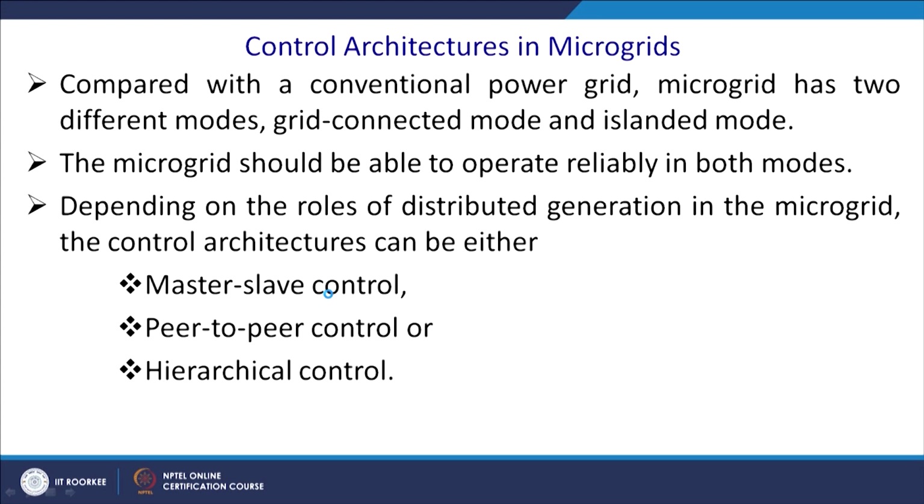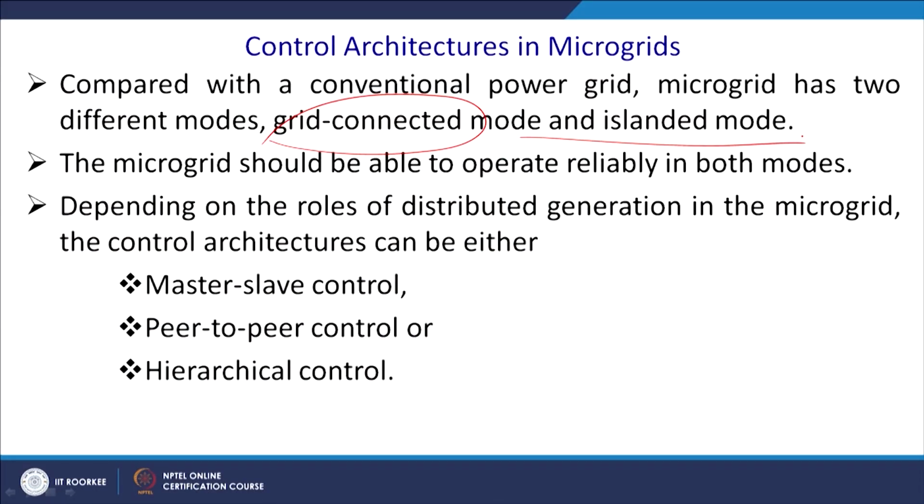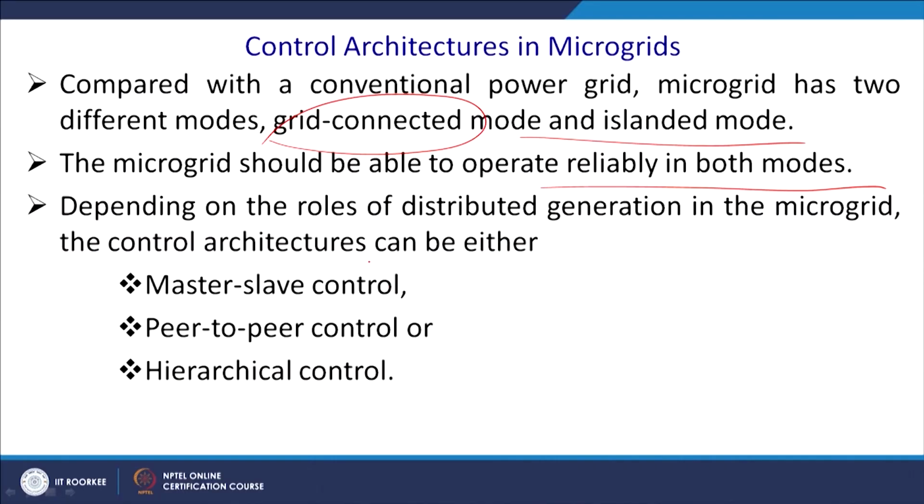So, there is a basic difference between the control architecture of the basic grid, that is the conventional grid, and the microgrid. Compared with the conventional grid, microgrid has two different modes, that is grid connected mode and the islanding mode, we have seen in yesterday's class. So, microgrid should be able to operate reliably in both the modes. That is one of the intentions of the microgrids, and depending on the role of the distributed generations in the microgrid, the control architectures can be one of these three.